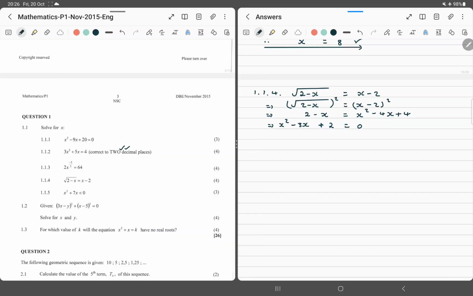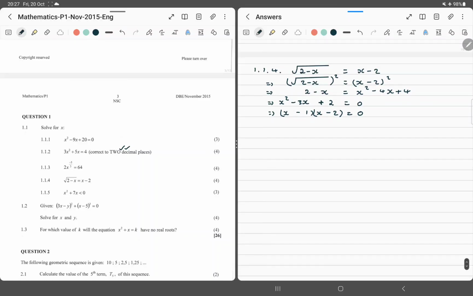Essentially, what do we do now? Attempt to factorize. Factorization is a technique we need to understand and learn very well. Otherwise, it becomes a very difficult situation. Therefore, our x is 1 or our x is 2.